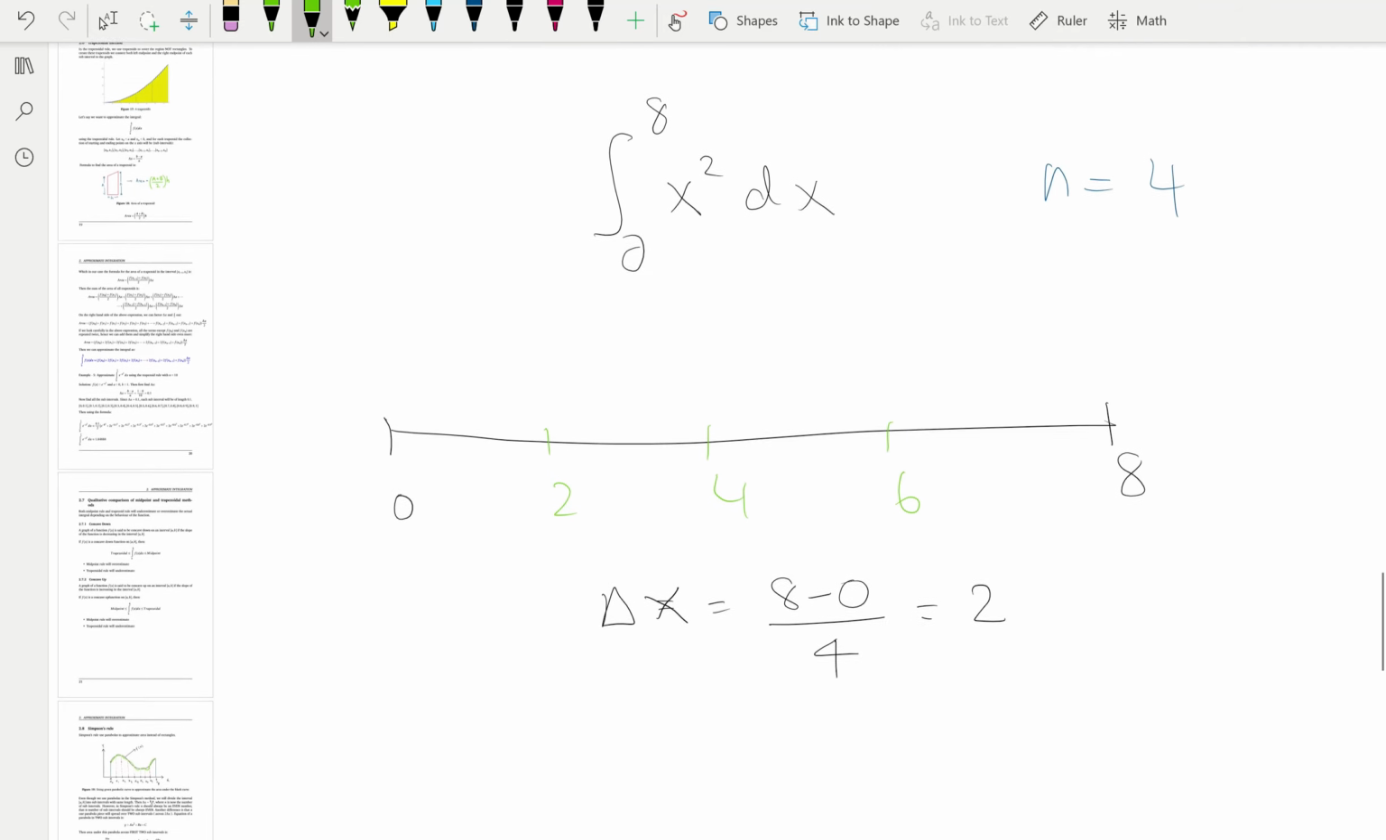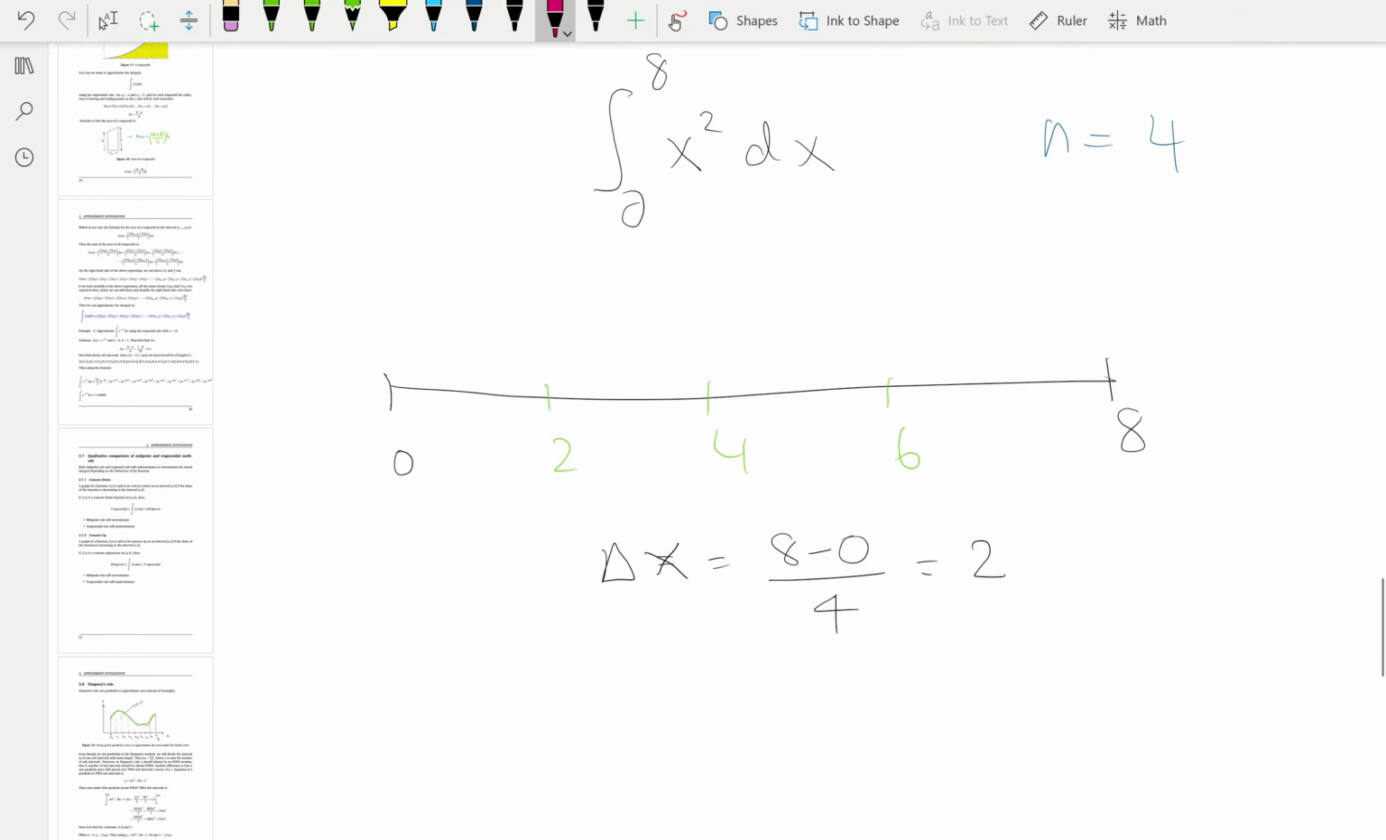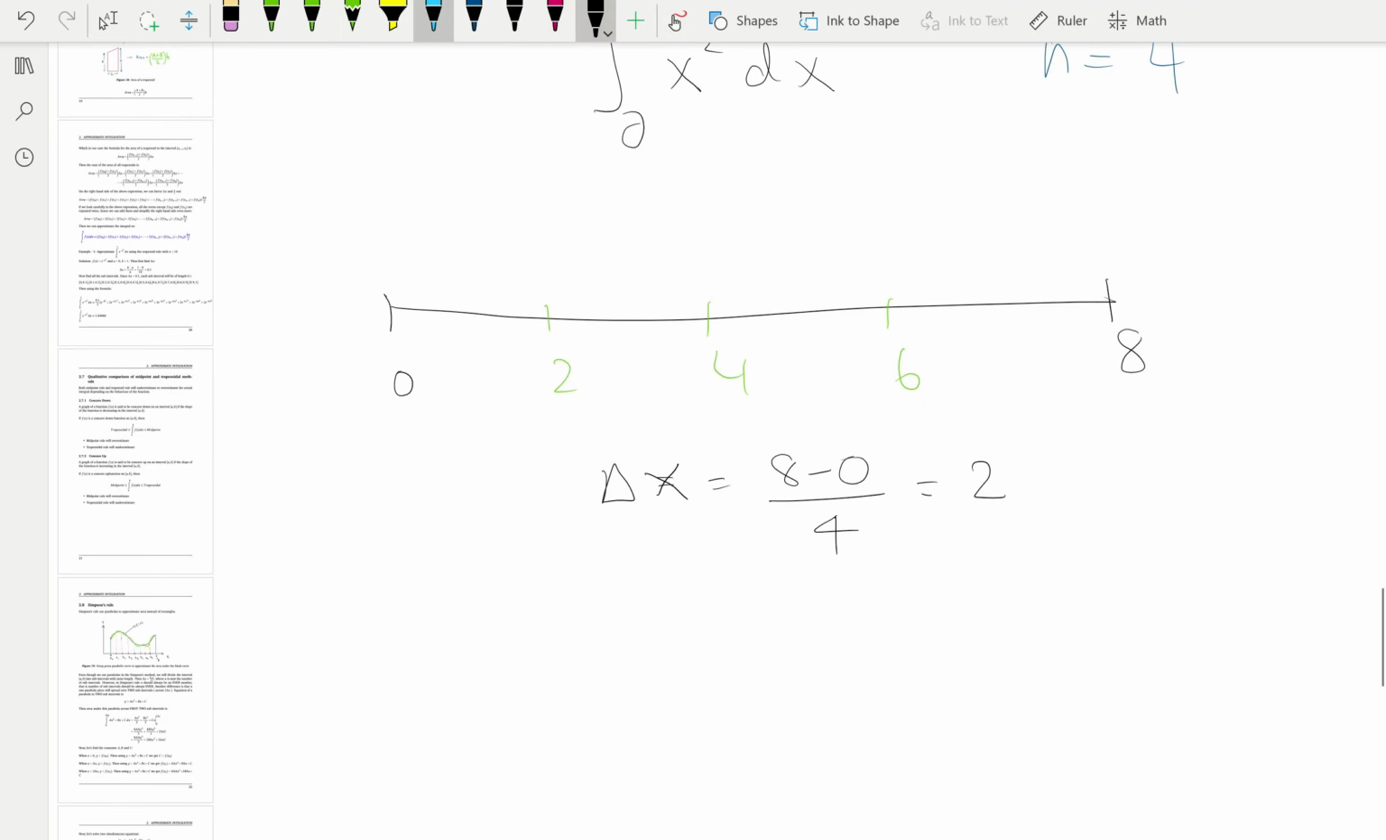Okay. Now, what's different from the left endpoint and right endpoint method here is that you have to find the midpoint of each subinterval. So what is the midpoint of each subinterval? Well, between 0 and 2, it's 1. Between 2 and 4, it's 3. Between 4 and 6, it's 5. Between 6 and 8, it's 7.